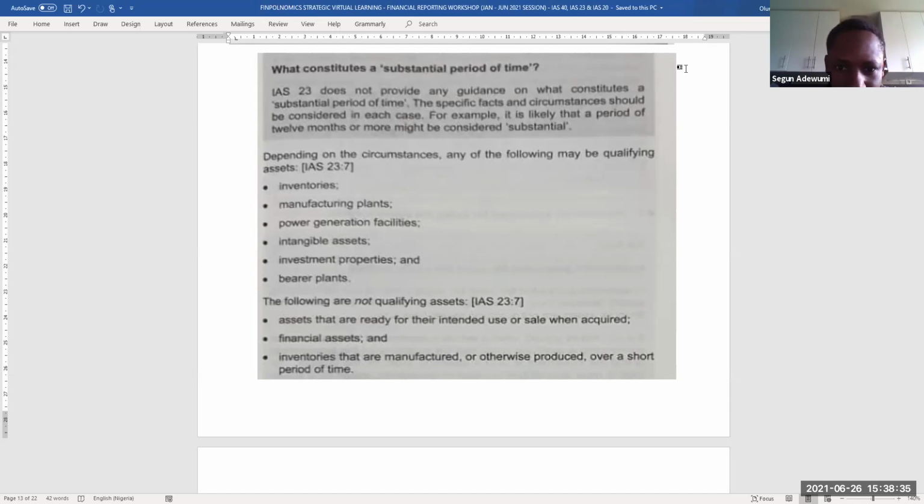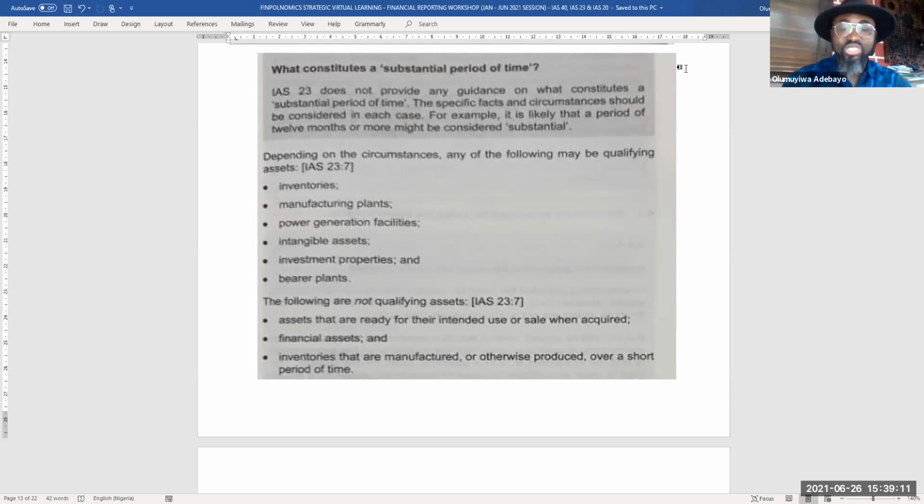Depending on the circumstances, any of the following may be qualifying assets: inventories, manufacturing plants, power generating facilities, intangible assets, investment properties, and bearer plants. The following are not qualifying assets: assets that are ready for their intended use or sale when acquired, financial assets, and inventories that are manufactured or otherwise produced over a short period of time. That makes sense now. Yes, sir.